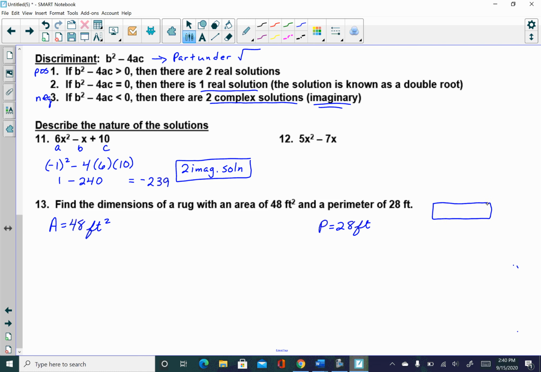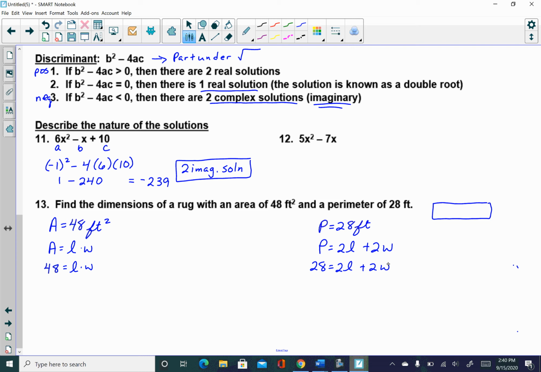And so let's generate then the formulas for area and perimeter of a rectangle. So area of a rectangle, length times width. Perimeter of a rectangle, 2 times your length plus 2 times your width, just adding up all your sides. Now, in the area formula, we already know the area is 48, length times width. Over here in the perimeter formula, we know that the perimeter is 28.